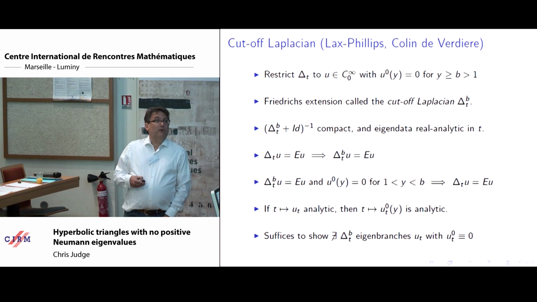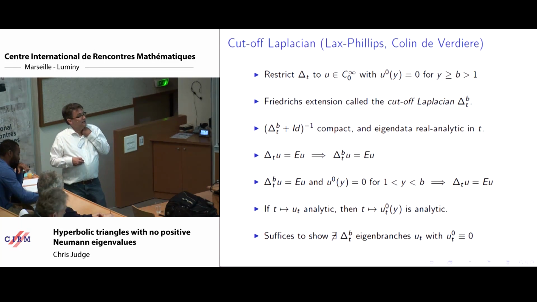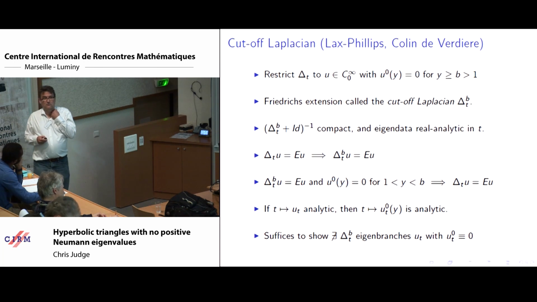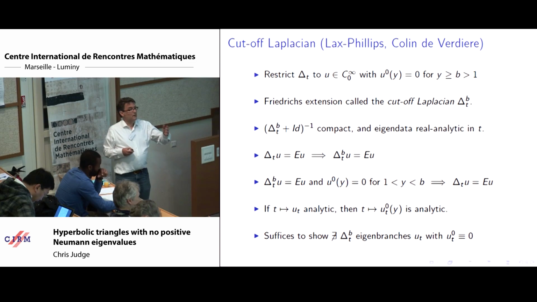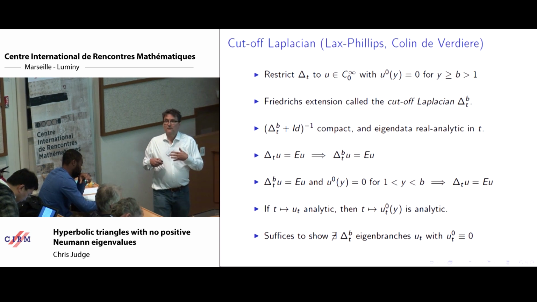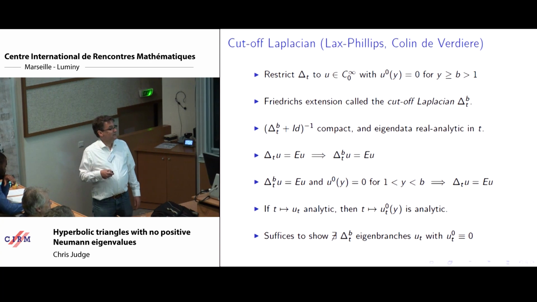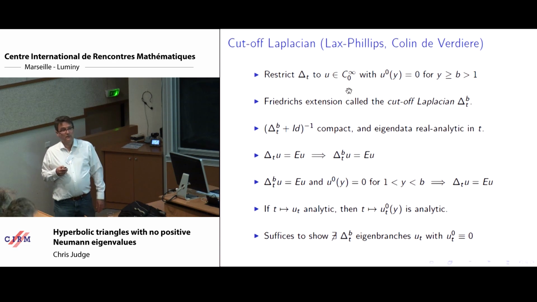Right, so what we're going to do to prove that we don't have solutions generically is just show there don't exist any eigenvalue branches with u_t0 equal to 0. The point is that an analytic function has a zero set that can only be countable. And so if I knew this, then there's no way I could have a lot of t's where I had L2 eigenvalues.